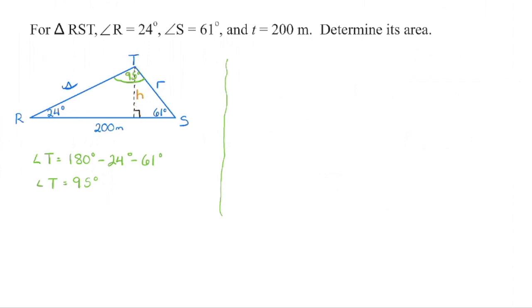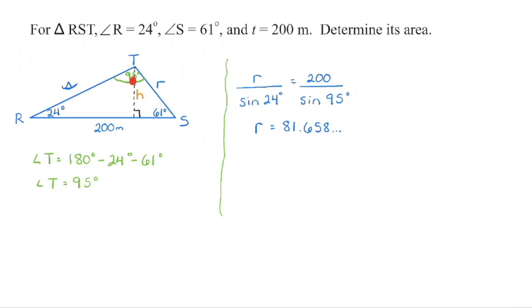So it doesn't matter which one you do. I'm going to go with side R here. So R is opposite that 24 degrees, and then again side on top, 200 is opposite from that 95. So we're going to go sine of 24, close the bracket, times 200 divided by the sine of 95, and now we've got side length R.